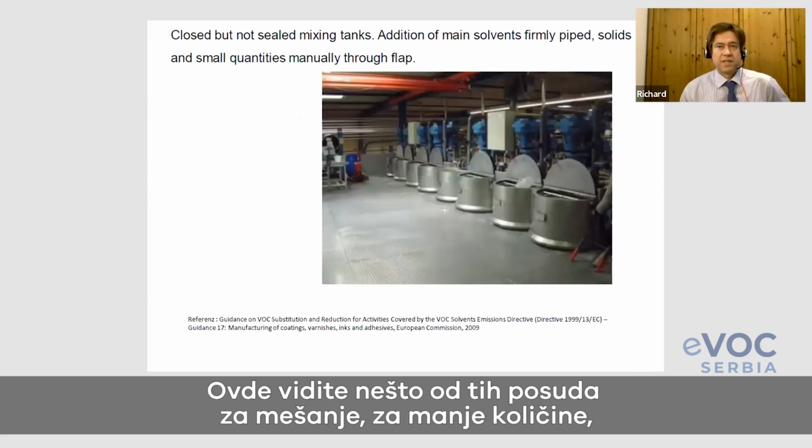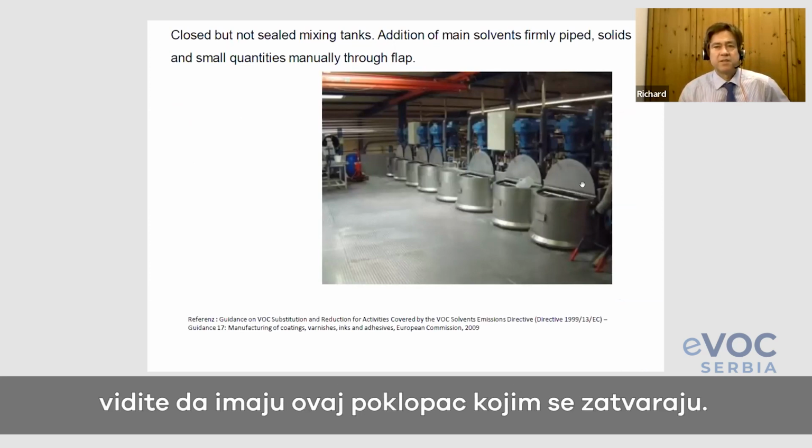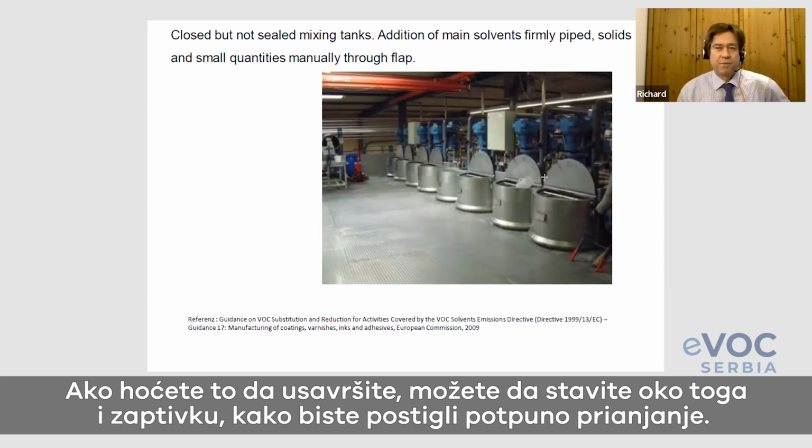Here you see some of those mixing vessels. For the smaller quantities, you see they have something like a flap where they can be closed. And maybe if you want to make it perfect, you can have a seal in addition, so you have a sealing between that flap and the container if it's closed.